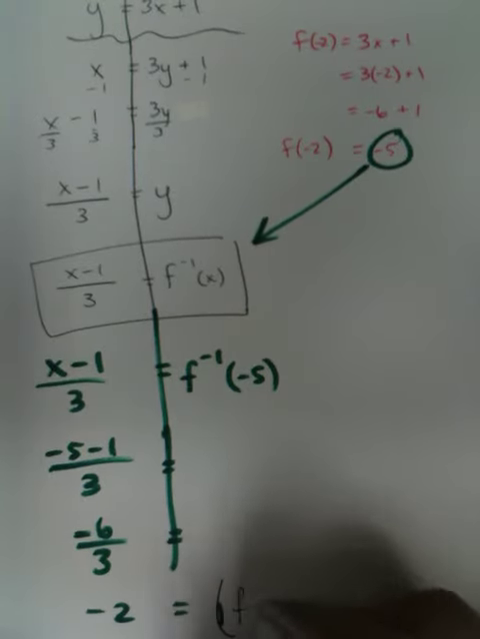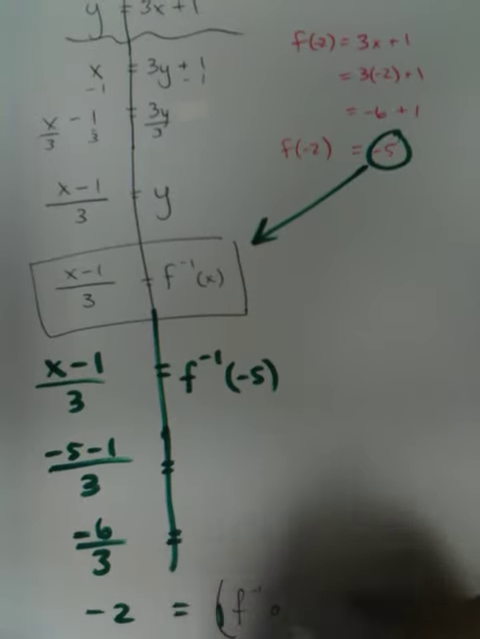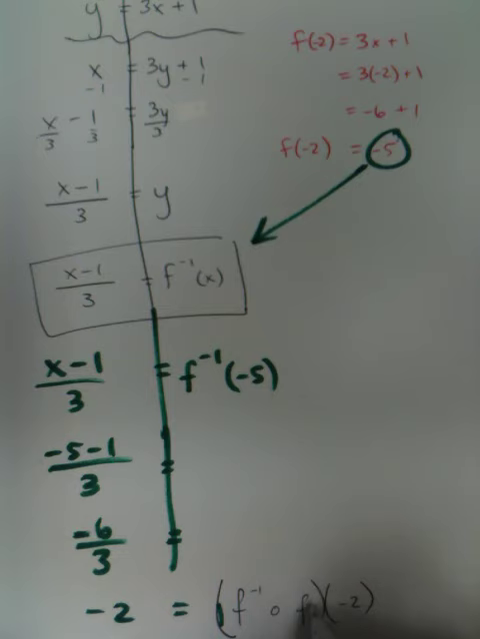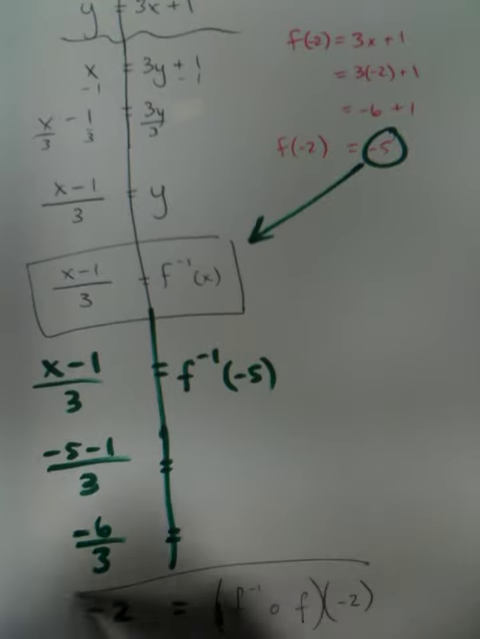So the answer to the whole problem is negative 2, because what we did is we said, all right, our regular function, we started with negative 2, put it into the regular function, took that output, which was negative 5, and then put it into this function, and that's how you get these answers.